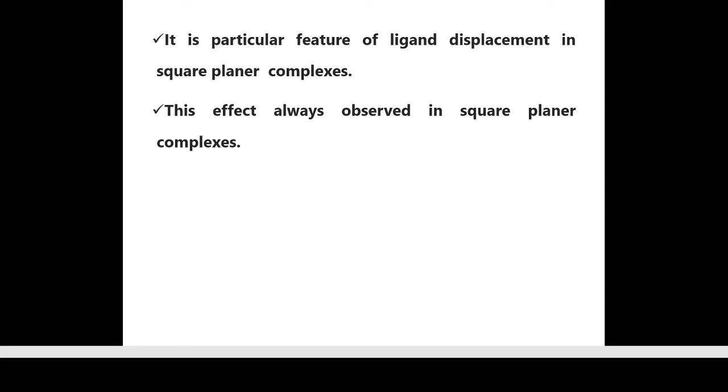Only go through the opposite position ligand. Okay, so the trans effect may be defined as labilization of a ligand trans to certain other ligand. Okay, and this effect is always observed in square planar complexes, and trans effect is a particular feature of ligand displacement in square planar complexes. Only remember that if you have to study trans effect, only think about square planar complexes. Okay, don't think about octahedral or anything else. So only think about square planar complexes. Okay, student.